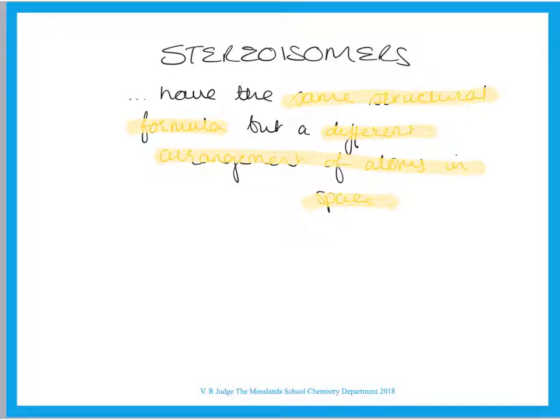Now you can see I've actually highlighted most of that definition. That's one I would just learn as it is, because if you word it slightly wrong, the examiner might think that you're thinking of structural isomers. You need to make it very clear that you know exactly what a stereoisomer is. So I'm going to show you some examples of that now.